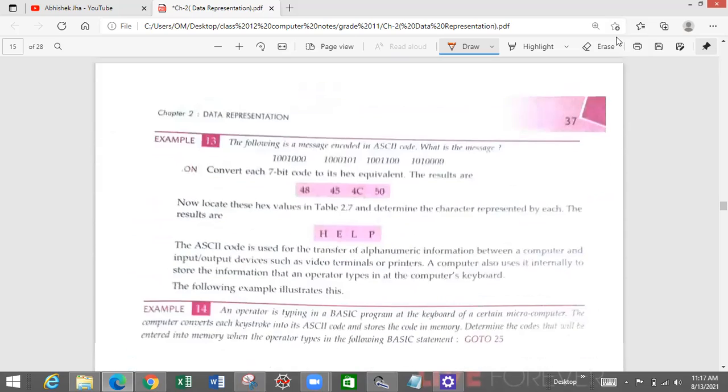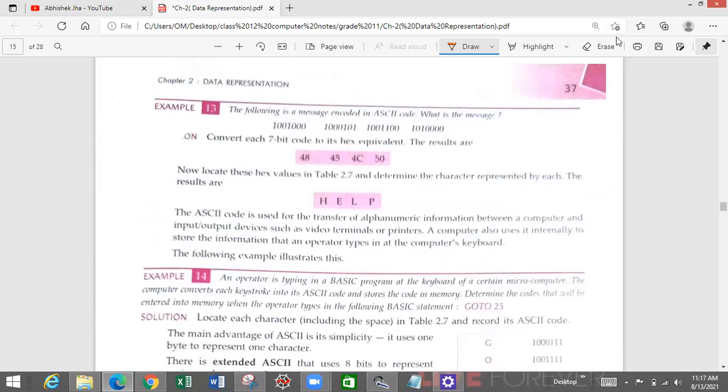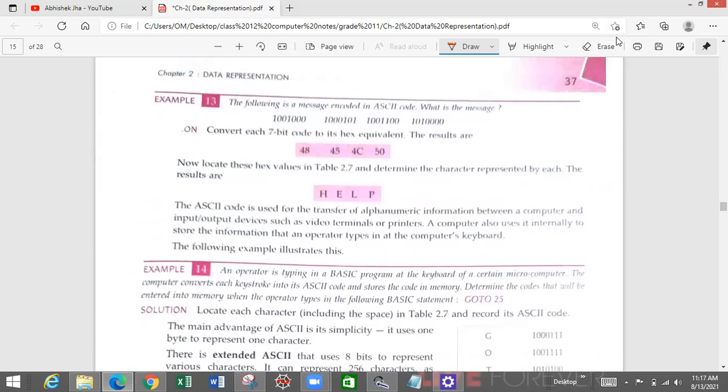After ASCII 7, we also have ASCII 8. See, one example is given here. Some codes are given and they are asking what message it is. So we first have to find out this code, where exactly I can find it. So these are the hexadecimal codes 48, 45, 4C and 50. And 48 is H, 45 is E, 4C is L and 50 is P. So if you are entering this data, it means you want to type the word HELP.